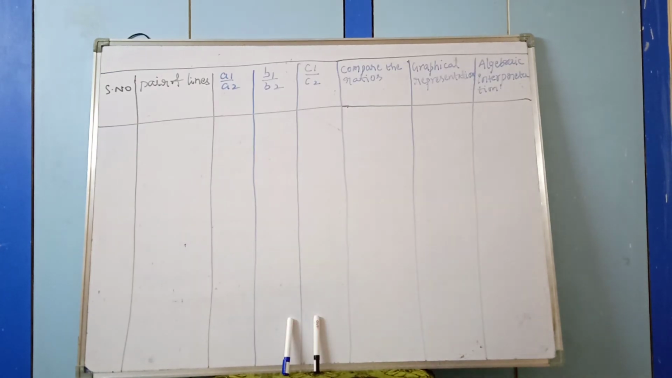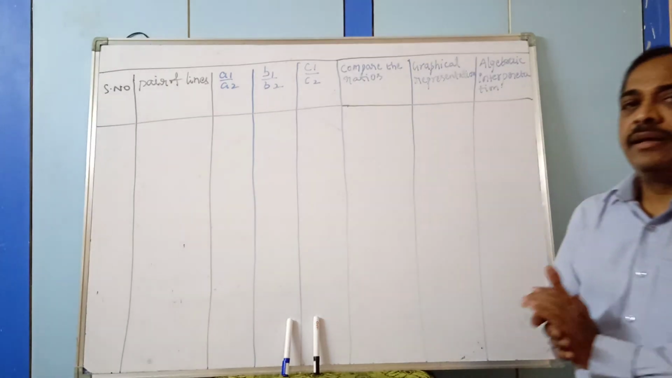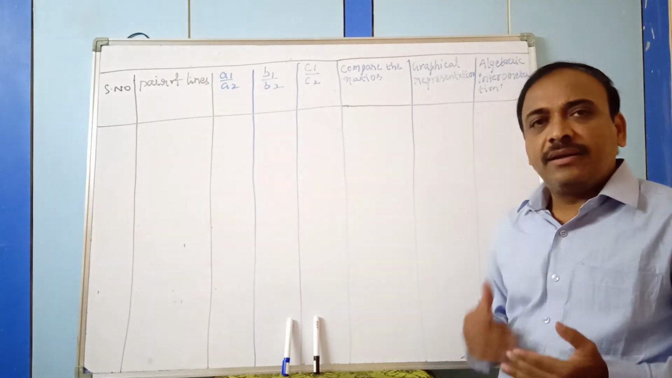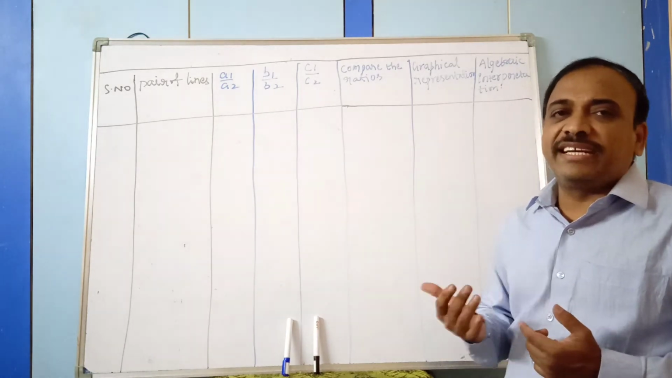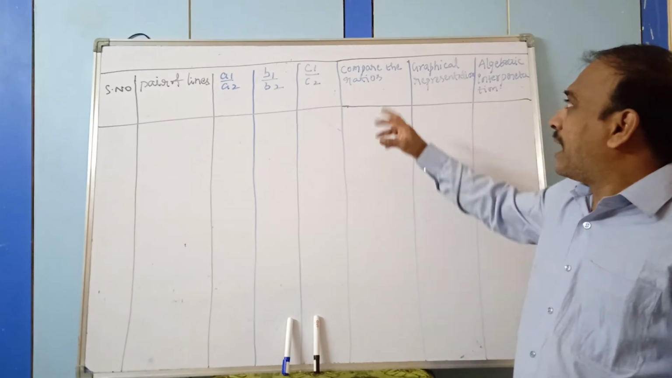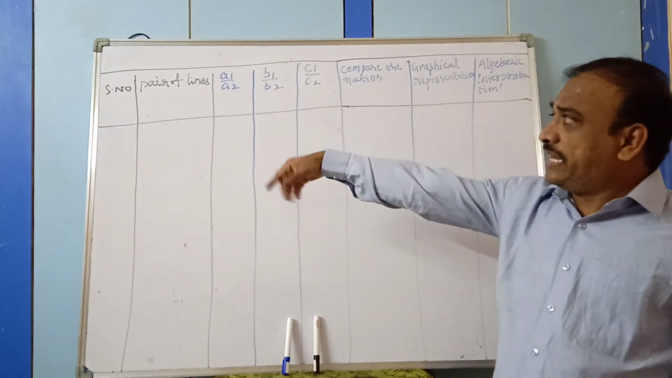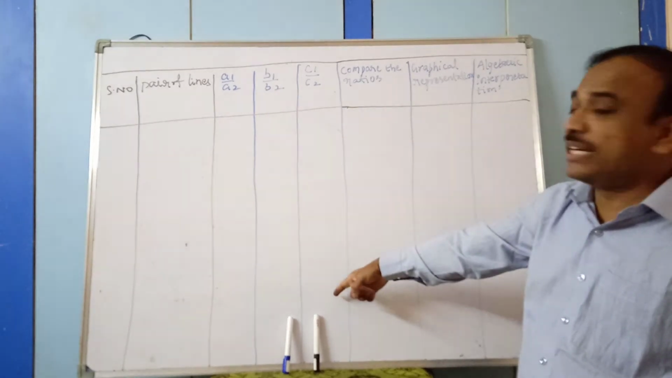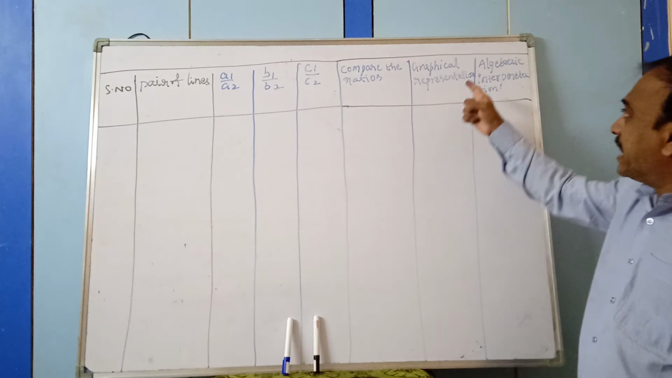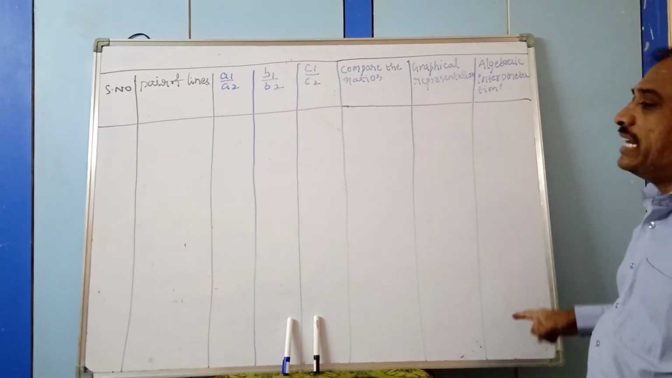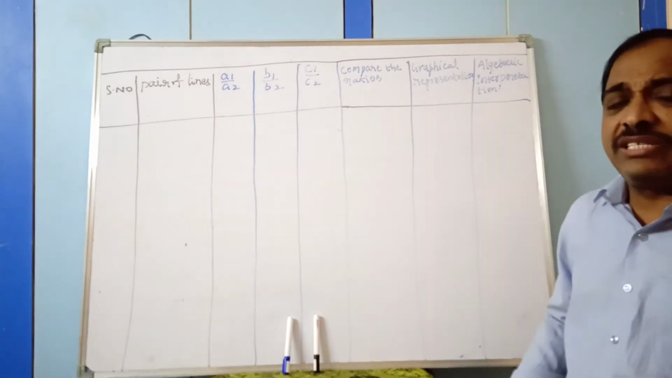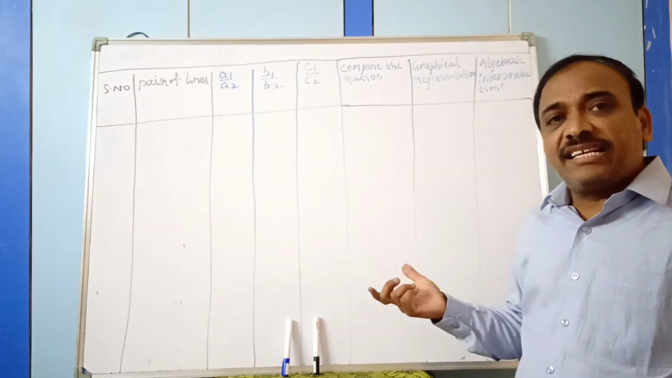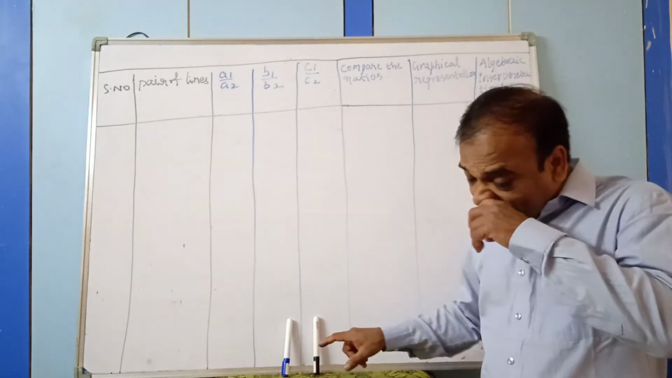Now we see the same thing which I explained, with a pair of linear equations, whether they are intersecting lines or parallel lines or coincident lines, in tabular form. Compare the ratios and the graph. See, serial number, pair of lines, A1 by A2 ratio, B1 by B2 ratio, C1 by C2 ratio, compare the ratios, graphical representation and algebraic interpretation. Algebraic interpretation means whether they have a unique solution or not. Graphical representation means whether intersecting lines or parallel lines or coincident lines.